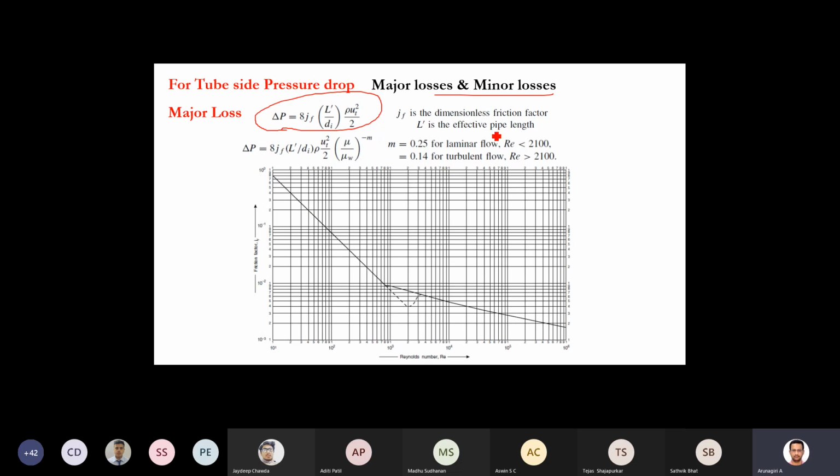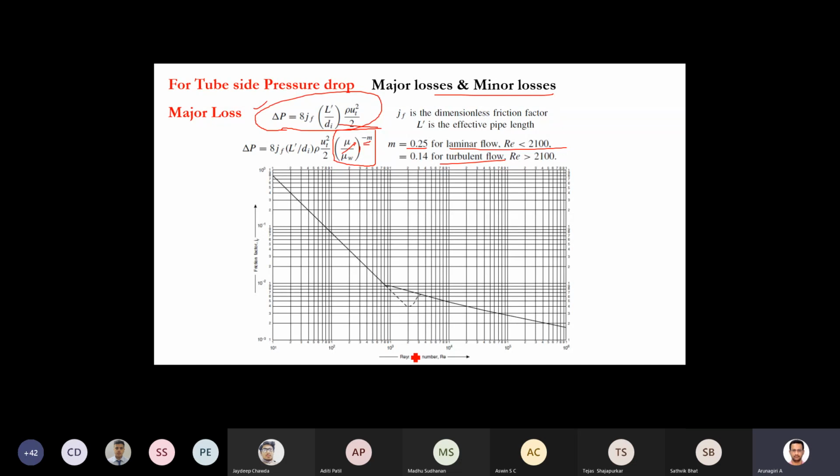This is normally for isothermal flow, because if you compare these two equations, here you don't have the viscosity correction factor. Why? This is for isothermal flow, so your mu and mu W become 1 in this case. If it is non-isothermal flow, you have to account for this. The value of m is 0.25 for laminar flow and 0.14 for turbulent. So you can calculate this major loss, that is pressure drop due to pipe flow.